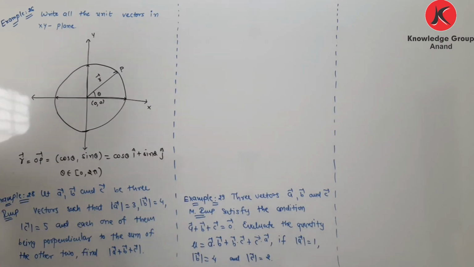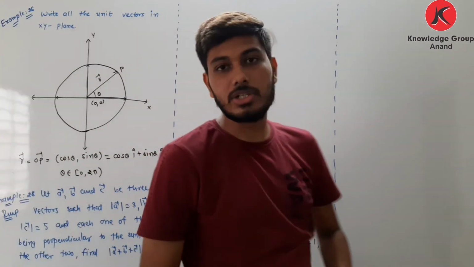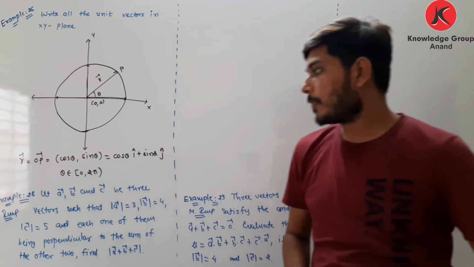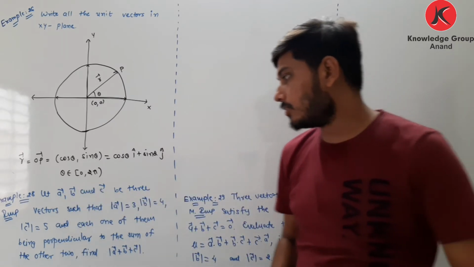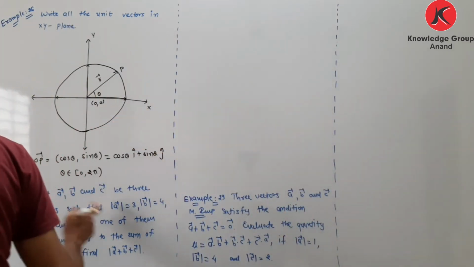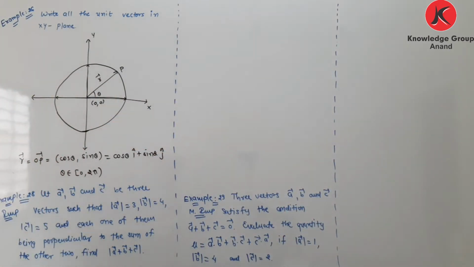Clear? So next question, example number 28, which is also an important question. Let vectors A, B and C be 3 vectors such that magnitude of vector A is 3, magnitude of vector B is 4 and magnitude of vector C is 5, and each one of them is perpendicular to the sum of the other two. Find the magnitude of vector A bar plus B bar plus C bar.